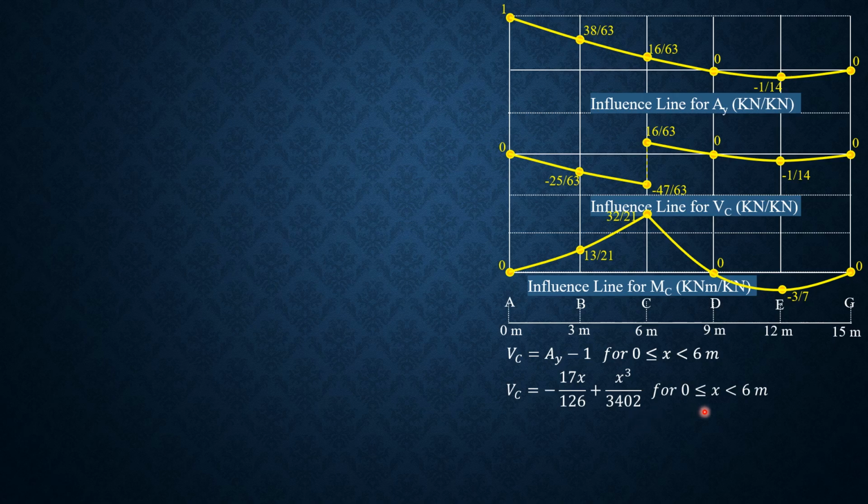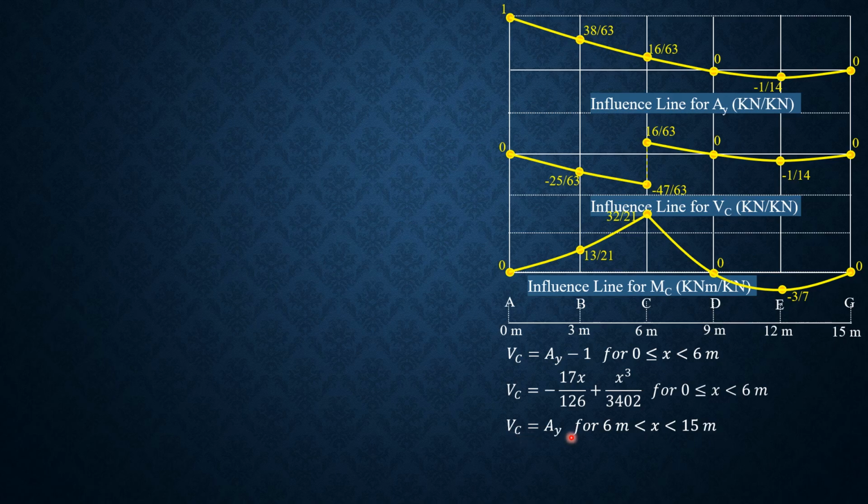Because from 0 ≤ x ≤ 9, AY was 1 minus 17x over 126, then plus x cubed over 3402. There was a 1 here in the first term. Since here at C from 0 to 6 is given by this expression, we remove the positive 1 and negative 1, so it is negative 17x over 126 plus x cubed over 3402.